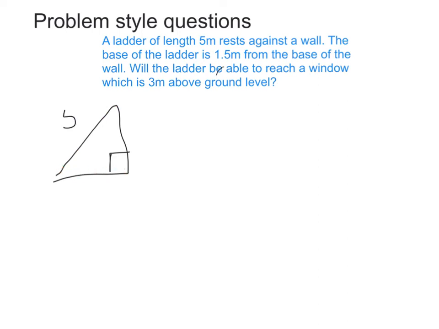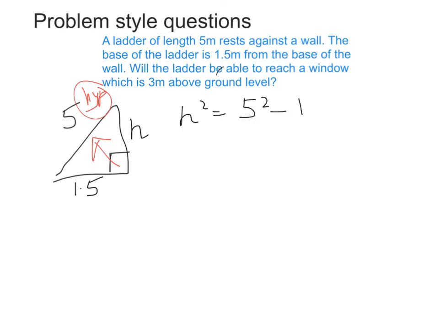So the ladder is length 5 meters. The base of the ladder is 1.5 meters from the base of the wall, so that's here. Base of the ladder, base of the wall, 1.5 apart. What we want to know is whether or not the ladder can reach a window which is 3 meters above ground level. This is quite a hard question. What we have to do is find out what height the ladder reaches, and then we can see whether it's reached the window or not. So the hypotenuse is the 5. We know the hypotenuse and we're going to find a shorter side, which means it's a subtraction question.